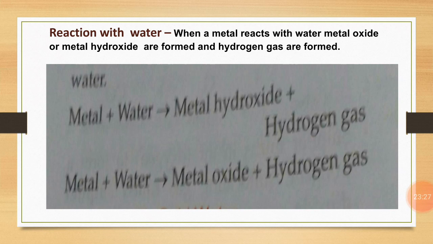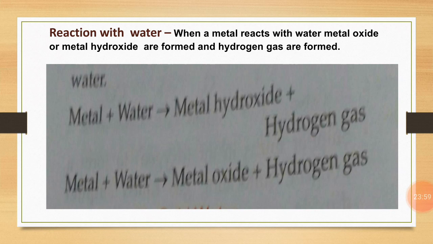Next is the reaction of metals with cold water. There are some metals which are very reactive. For example, sodium and potassium are examples of very reactive metals. Calcium also. One of the most interesting features of these reactive metals is that they displace the hydrogen from cold water at room temperature, forming their hydroxide. For example, when sodium reacts with water, sodium hydroxide is formed and hydrogen gas is released.